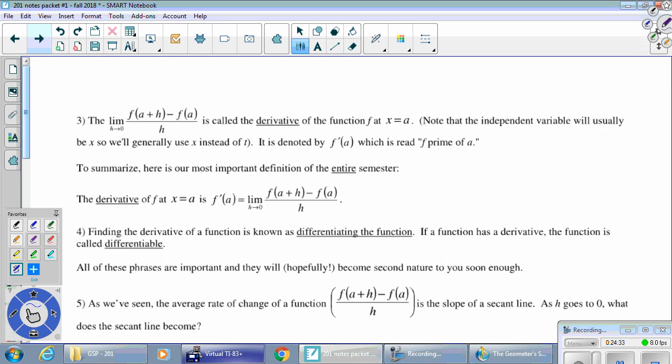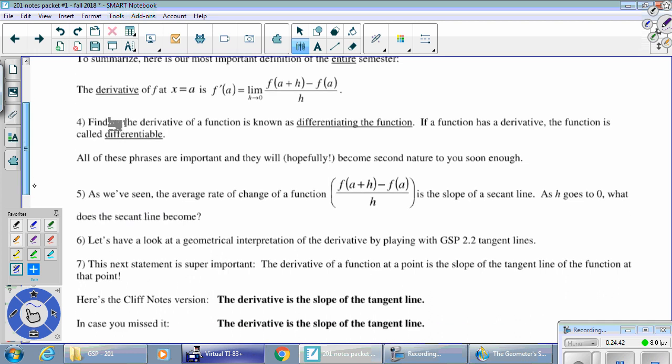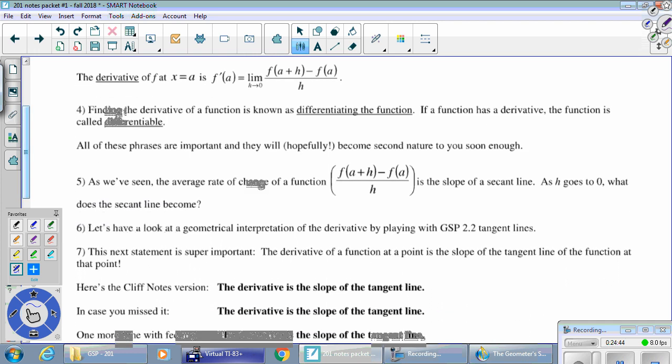So to summarize, here's our most important definition of the entire semester. The derivative of f at x equals a is f prime of a equals that whole limit of the difference quotient. So the derivative is just the instantaneous rate of change, which we knew was the slope of the tangent line.